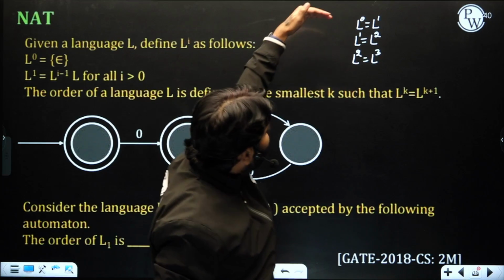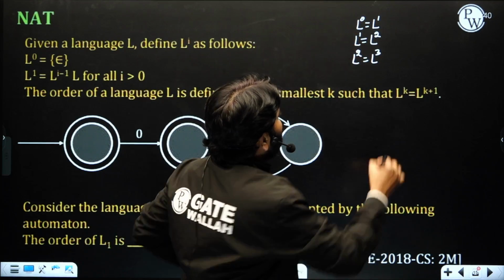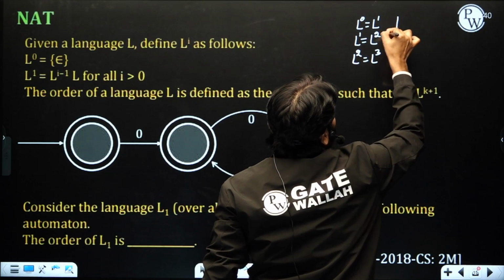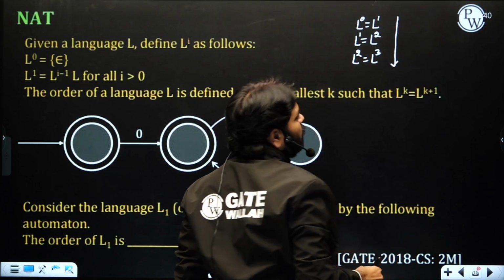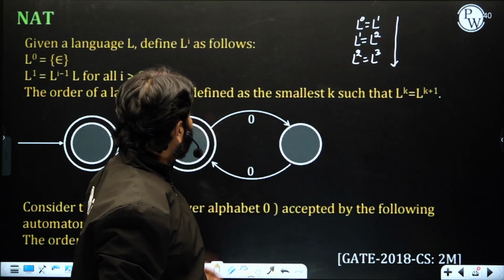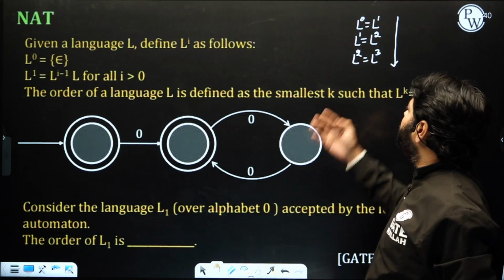So you need to find whether the order of L is 0, or 1, or 2, to find the smallest k in this fashion. Here the k value is 0, here the k value is 1, here the k value is 2. So for which k value are these L powers satisfied? Let's find out for the given automaton which L power satisfies the smallest k.